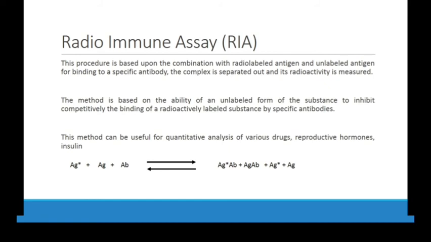It's also important for the competitive binding assay whether the antigen binds on the same site or on different sites. If it is binding on the same site, we have a 1-to-1 ratio. If it is binding on another site, maybe all the labeled and also all the unlabeled antigen will bind. This method is based on the ability of an unlabeled form of a substance to competitively inhibit the binding of a radioactively labeled substance by a specific antibody. This method can be useful for quantitative analysis of various drugs, reproductive hormones and insulin.